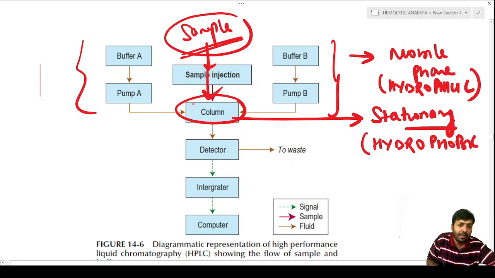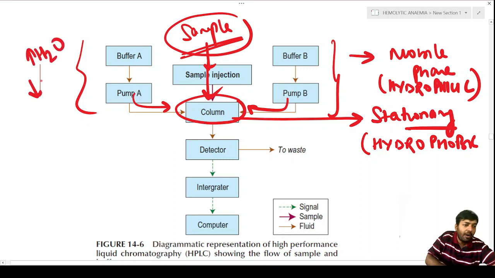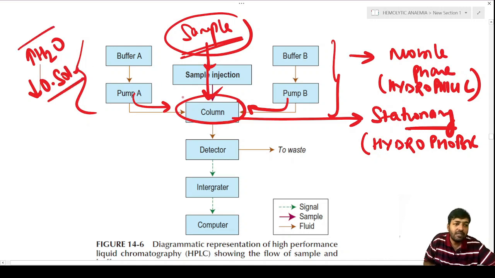So when the sample is coming, some amount of buffer is also coming along with the sample. The sample is nothing but the hemolyzate that we have prepared. Now remember, initially this buffer contains more water and less organic solvent. So initially the concentration of water is higher as compared to the solvent.